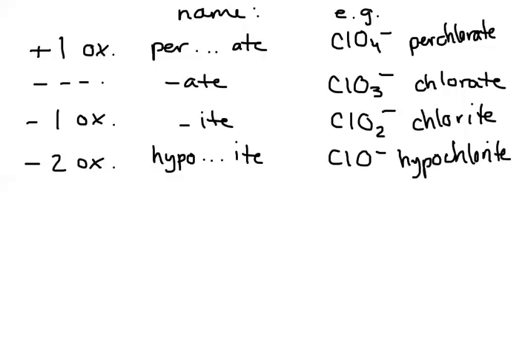Notice that the charges for all of the chlorine oxyanions are the same. The charge does not change for any of these elemental series. Only the number of oxygens changes.